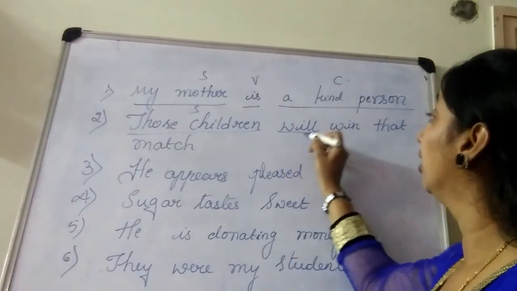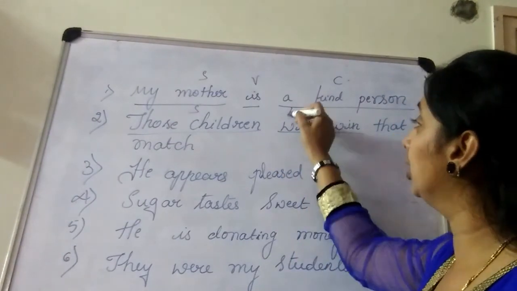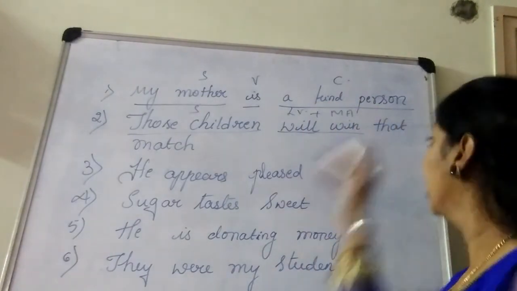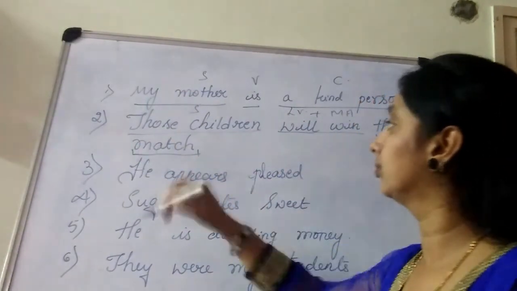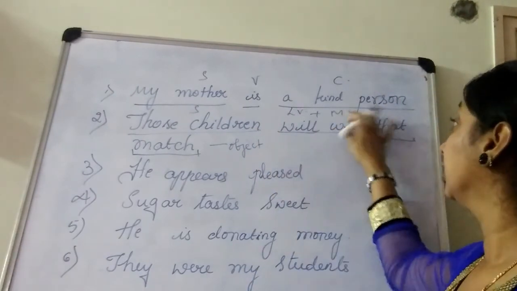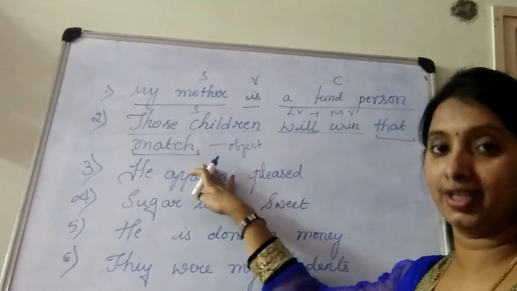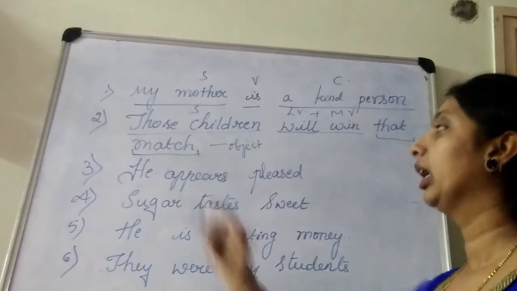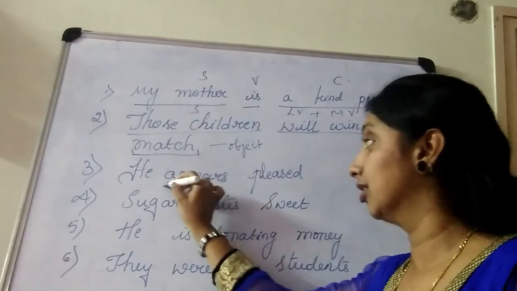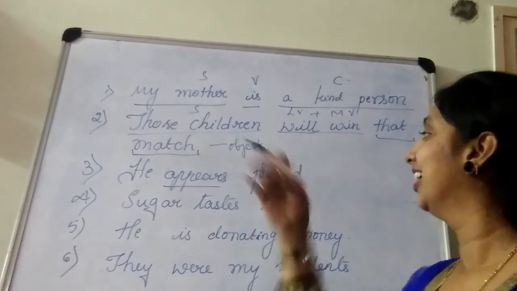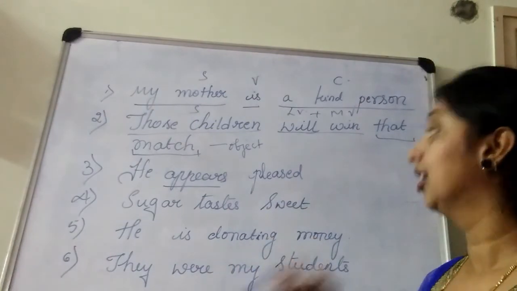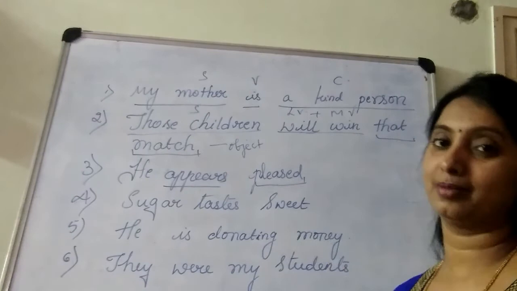But we should see here. Will win. So we have both the linking verb and the main verb. That is why this becomes the object. Next one. He appears pleased. Appears looks like a main verb, and it is a main verb, but it doesn't take an object. This is a complement.